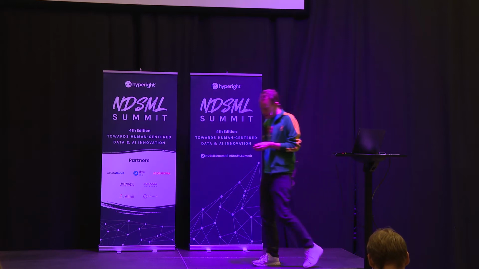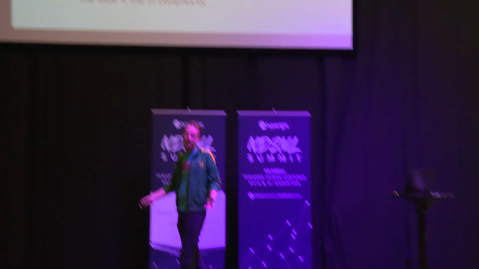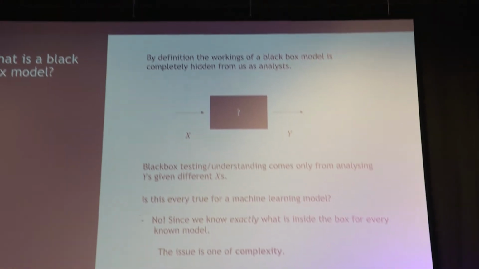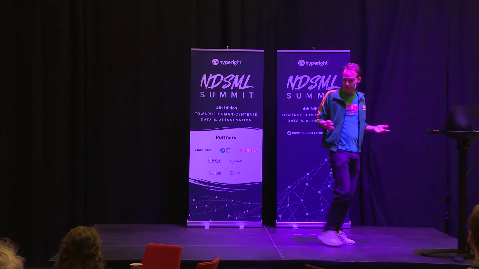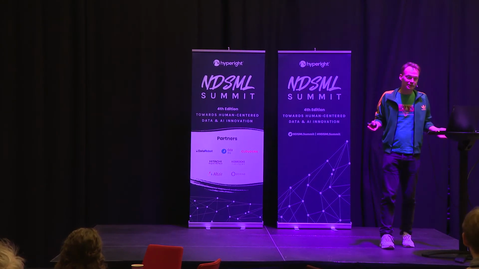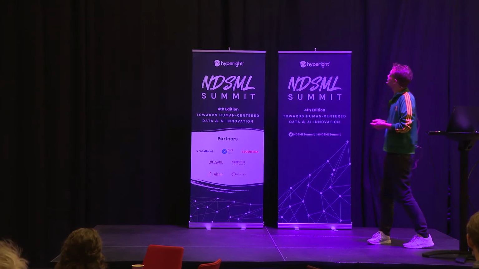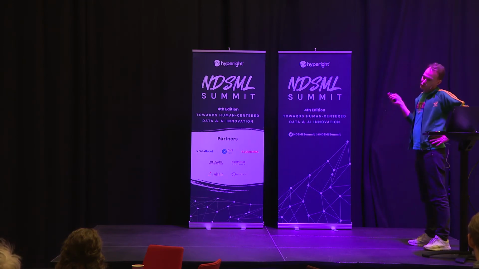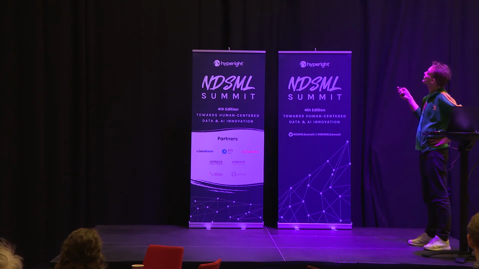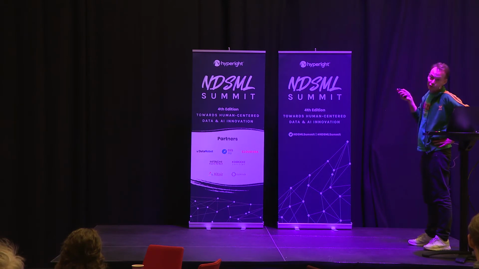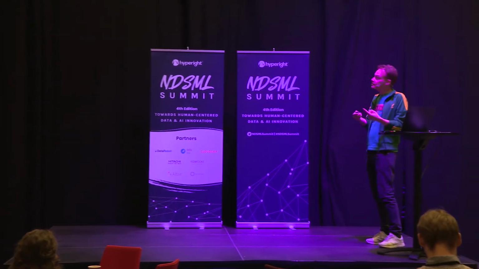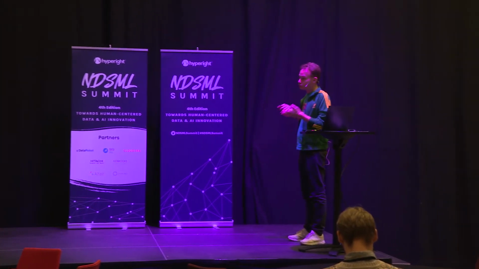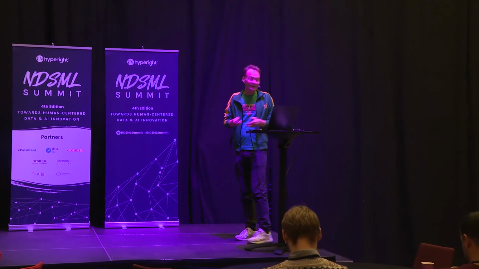Okay, so when we talk about machine learning, we often say it's a black box model. But what do we actually mean by a black box model? The definition of a black box model is that it's completely hidden to us. But that's not true for machine learning models. We know exactly how they work. When you do black box testing, for example, you can only analyze the y that comes out when you put in x. That's definitely not true for neural networks, because we have every weight, we have every connection. It's not a black box model, so I stop using that word.